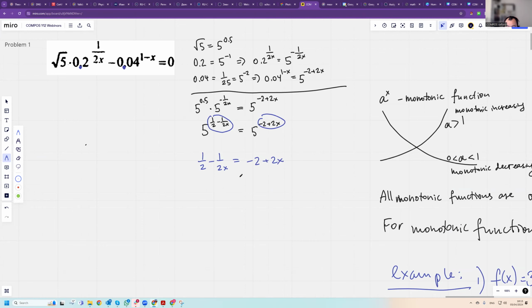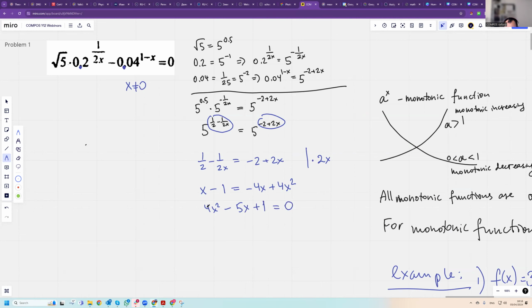And then we just need to remember that x is not 0, because 1 over 0 is not allowed. You're not allowed to have x equals 0. So let's see what we get. We multiply everything by 2x. So that's going to be x minus 1 equals minus 4x plus 4x squared. 4x squared minus 5x plus 1 equals 0.